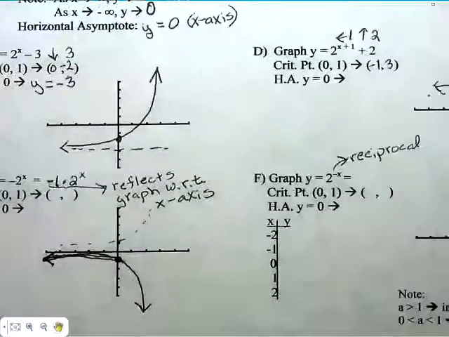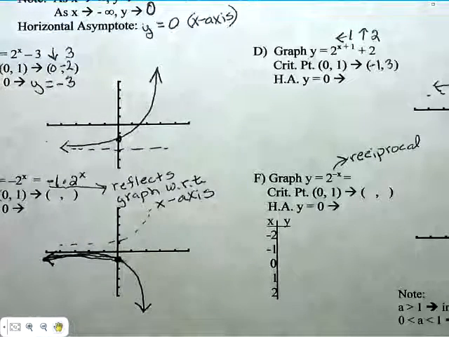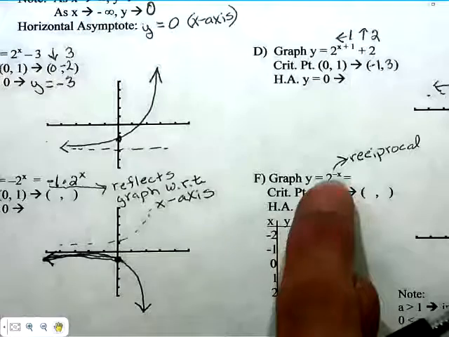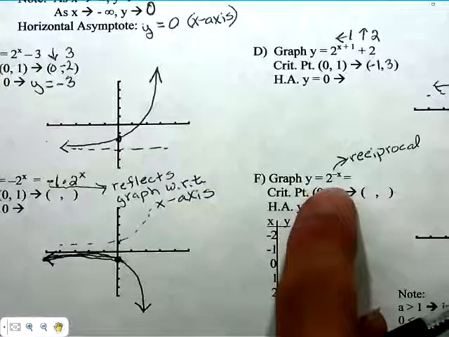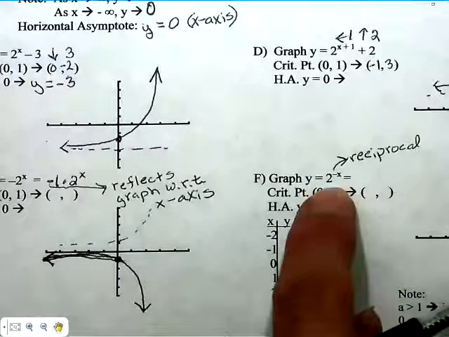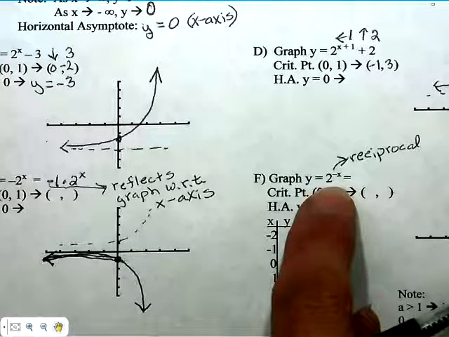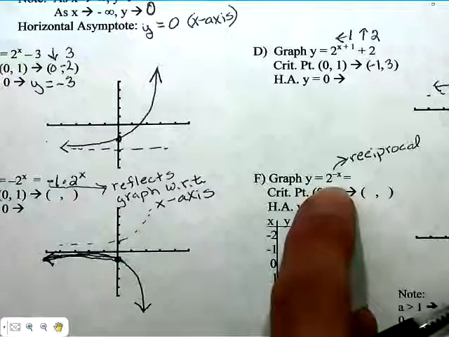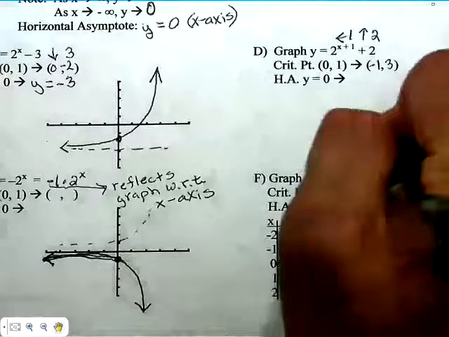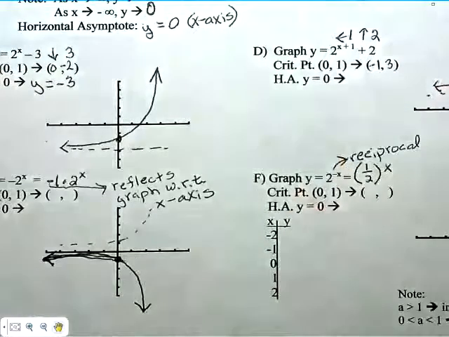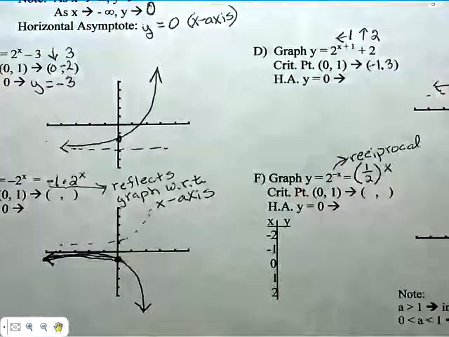Taking the reciprocal of the base makes the exponent positive. So how could I rewrite that with a positive exponent? I don't take the reciprocal of the exponent, I take the reciprocal of the base. Man, you are just all over it today. 1/2 to the x. Taking the reciprocal of the base makes the exponent positive.